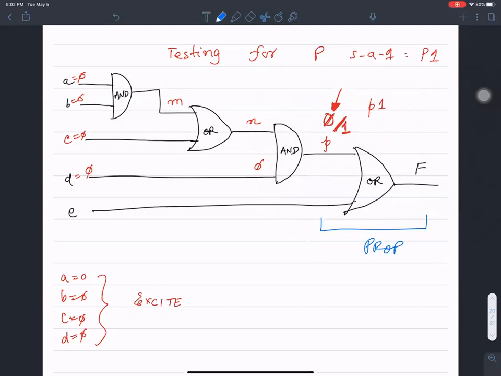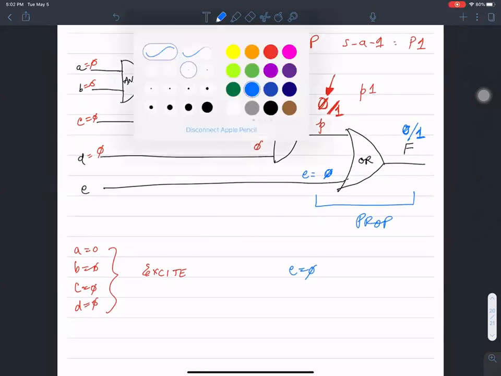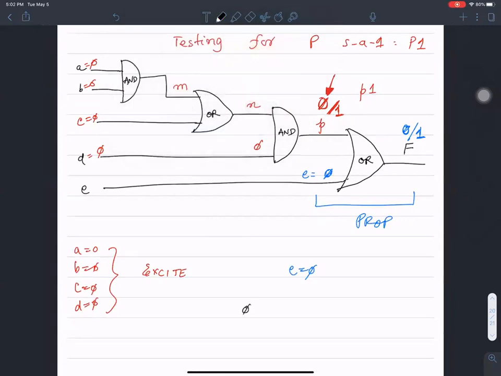we want to be sure to put a 0 on this node. If we put a value of E equals 0, then in the absence of a fault, I would see a value 0. And in the presence of a stuck at 1, we see a value of 1. Okay, so in effect, 0, 0, 0, 0, 0. This is for A, B, C, D, E.